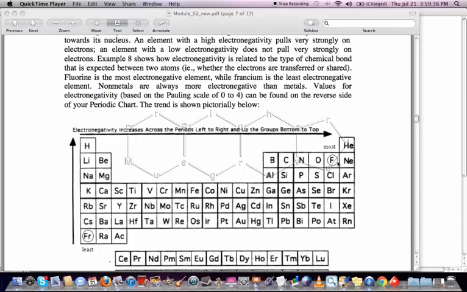Fluorine, on the other hand, has 7 electrons in its outer shell, would like to have an extra electron, would really like to have an extra electron, so that contributes to making it the most electronegative of all the elements. The least electronegative would be francium, and what we notice is that electronegativity will tend to increase going up the columns, and increase going from left to right across the rows as well.